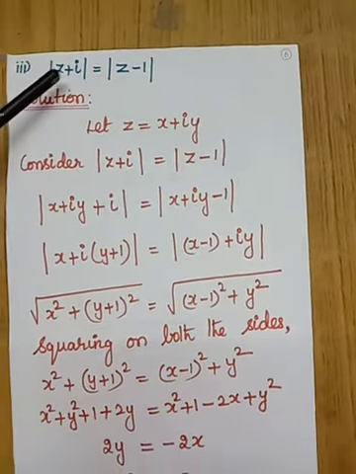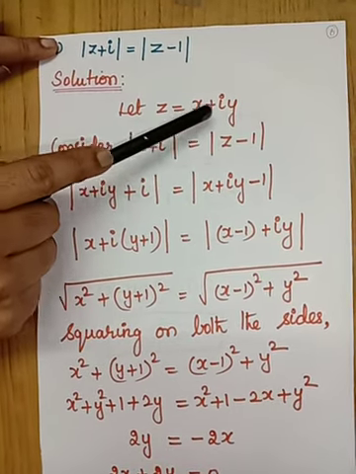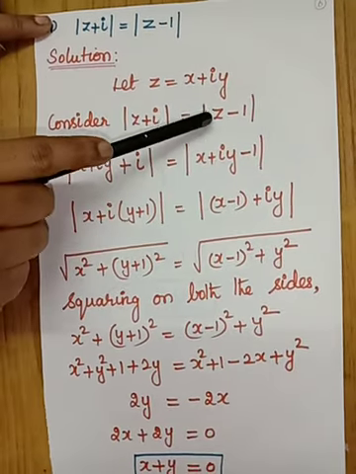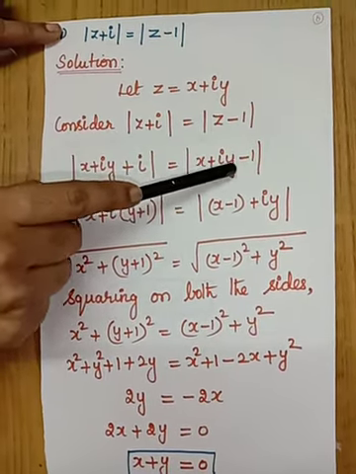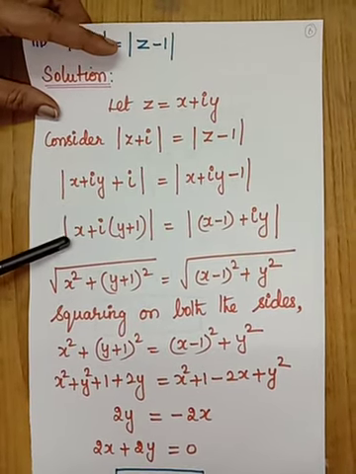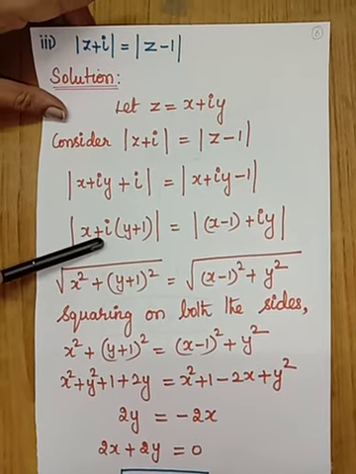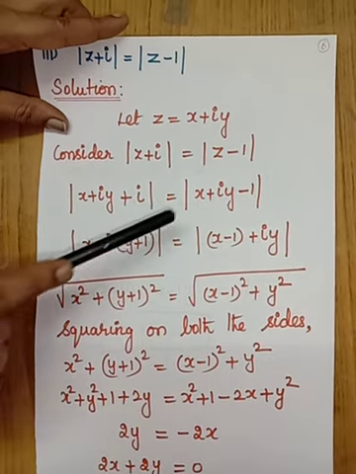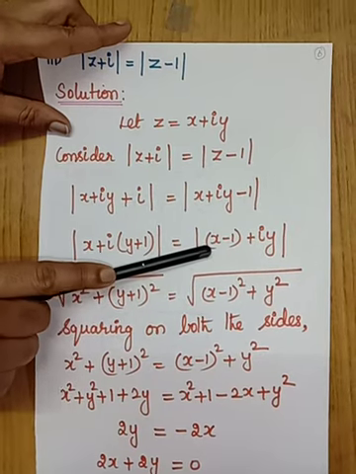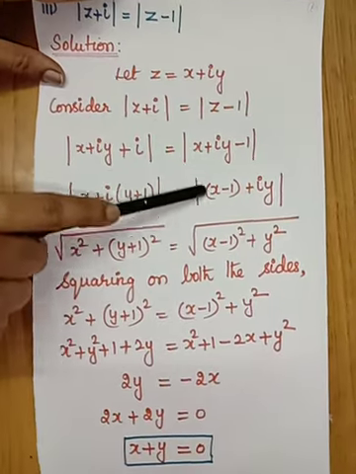Next one. It is given like that. So in the place of z, you have to substitute x plus iy. So here it is x plus iy plus i, which is equal to, here in the place of z, x plus iy minus 1. So you have to group the real part and the imaginary part. So x here you are having, in these two terms you are having i common, so it is taken out, remaining is y plus 1. In the same way, here you look at this, x minus 1 has to be grouped as the real part, plus iy.